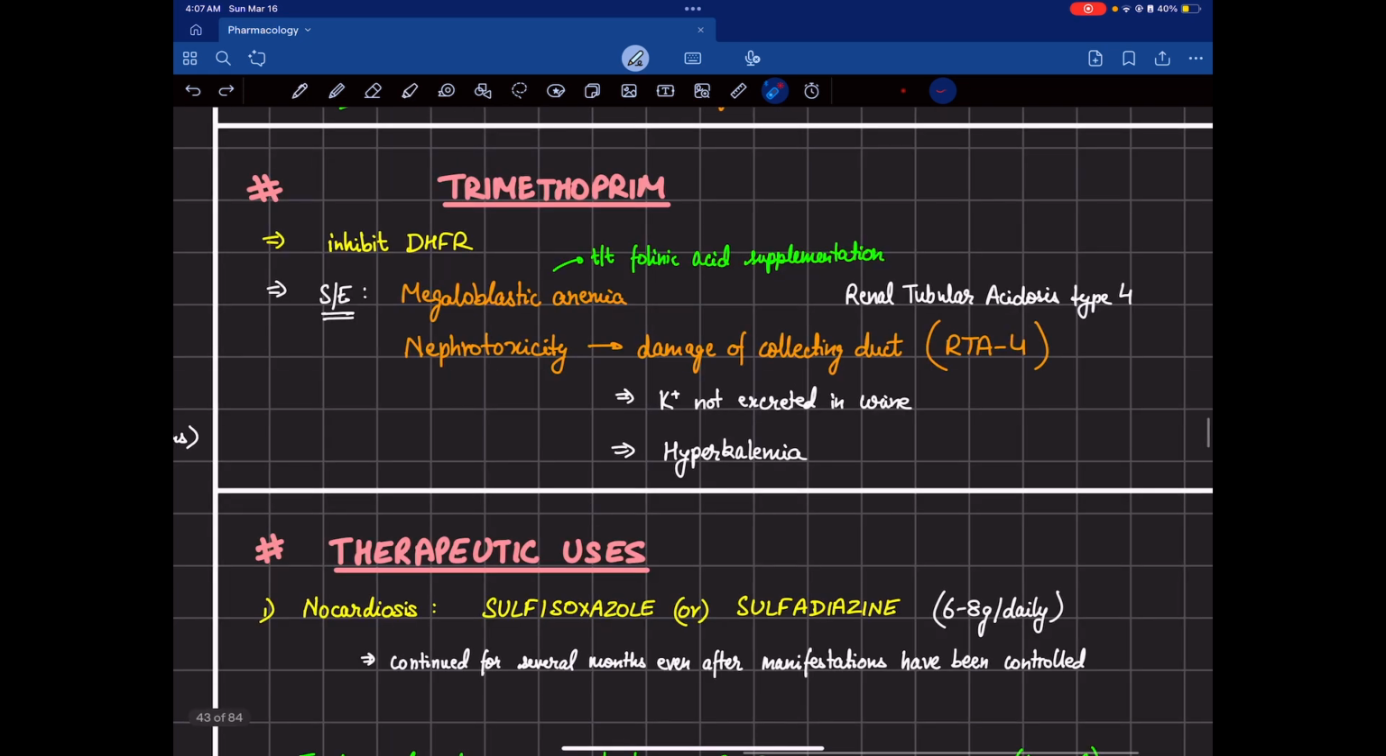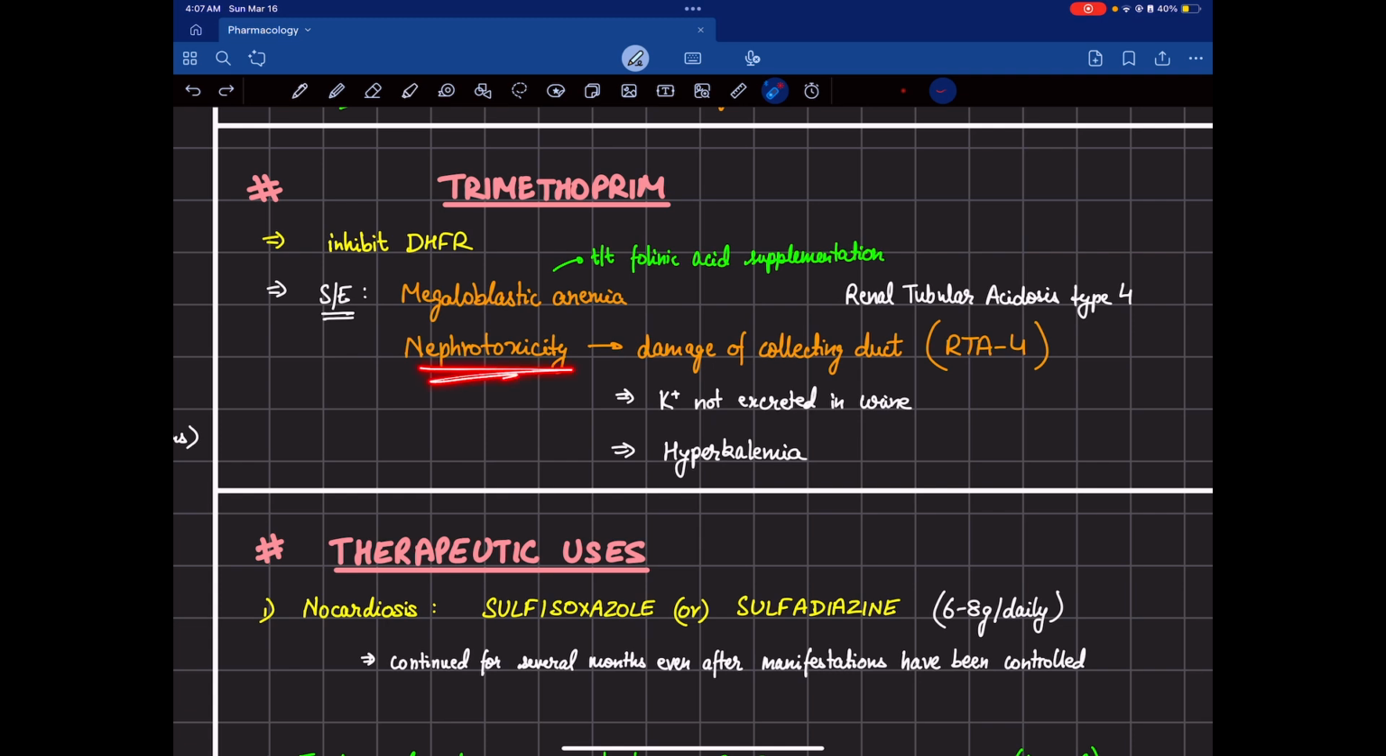Moving on to the next drug, trimethoprim. It is a DHFR inhibitor. It causes side effects of megaloblastic anemia and nephrotoxicity. For megaloblastic anemia treatment, you give folinic acid supplementation. We already saw that earlier.